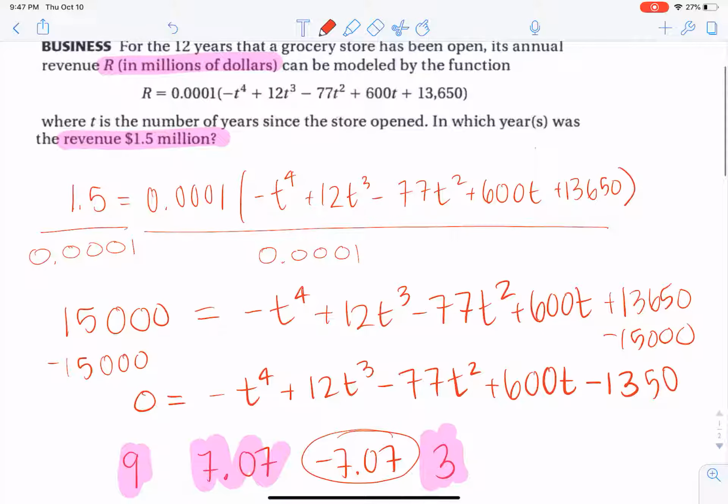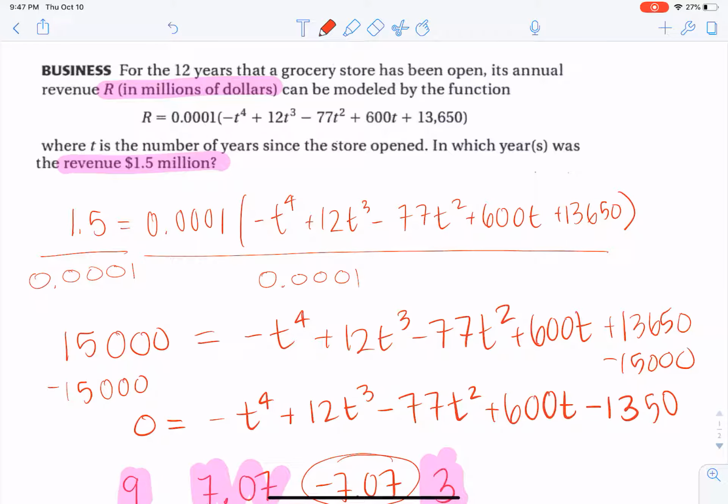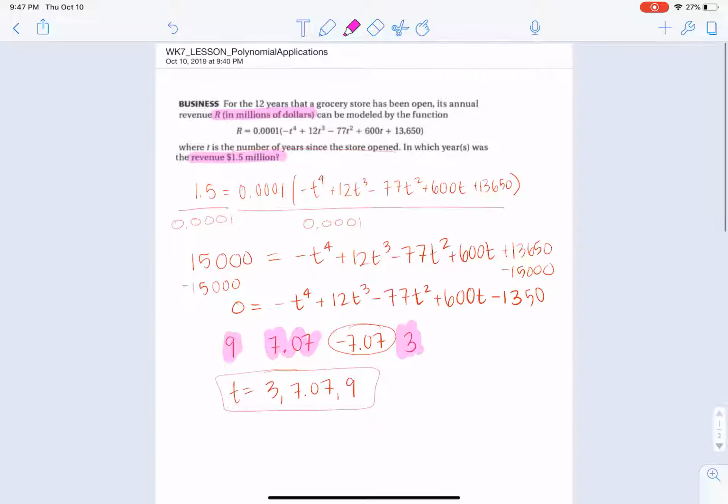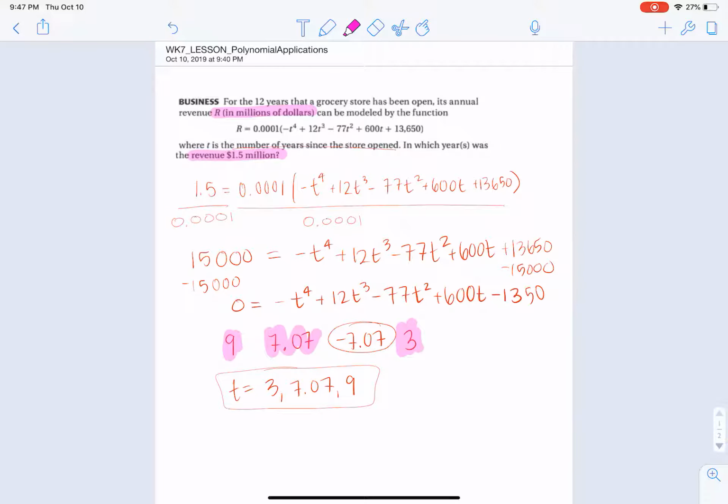Well, t is representative of that number of years since the store has been open, and so having a negative number of years doesn't really make sense in the context of this problem. So I'm going to go ahead and say that at year 3, year 7.07, and year 9 is when the revenue has been $1.5 million. So there's an example of how to solve a polynomial application problem.